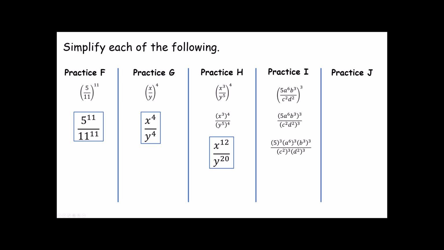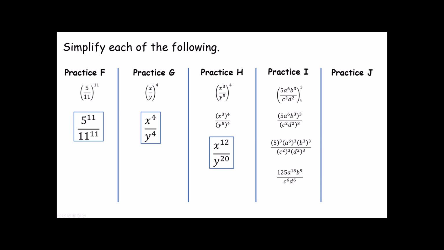5 to the 3rd, a to the 18, this is the power of a power property, b to the 9 over c to the 6, and d to the 6. And you end up here. Now, I would tell you that you should be able to get from this first step down to this last step without doing the things in the middle with a little bit of practice.